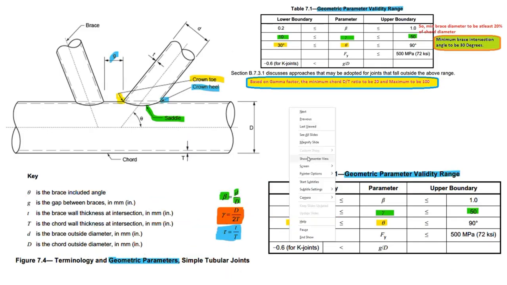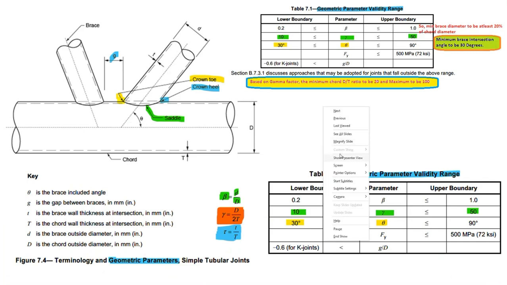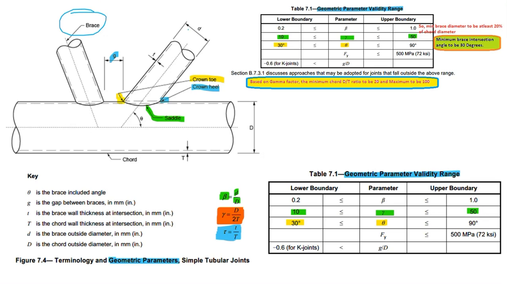I just want to show here this joint configuration. See here, this is the brace member and this is the chord member. Capital D is related to the chord, small d is related to the brace. And you see this is the crown toe, this is the crown heel. Whenever the brace is coming like this, it should be the toe, the heel, and this point is the saddle. This terminology we need to remember: the crown toe, the crown heel, and the saddle point.